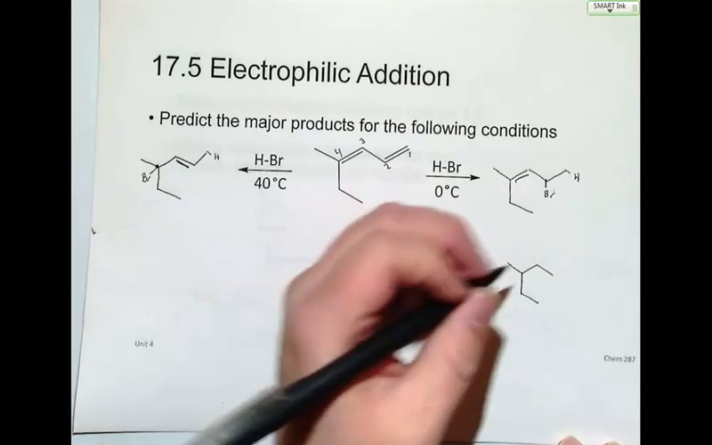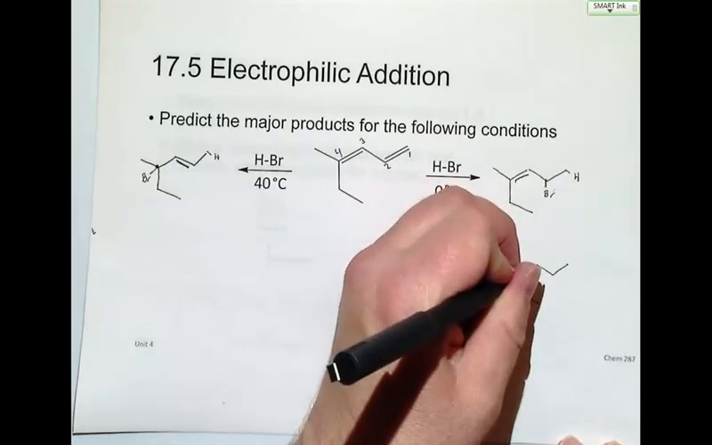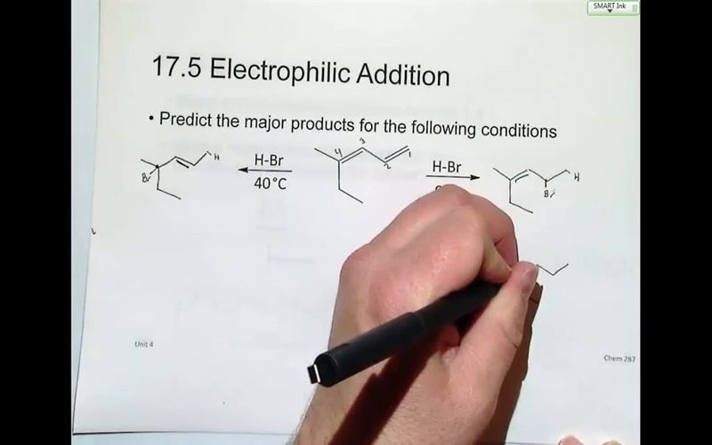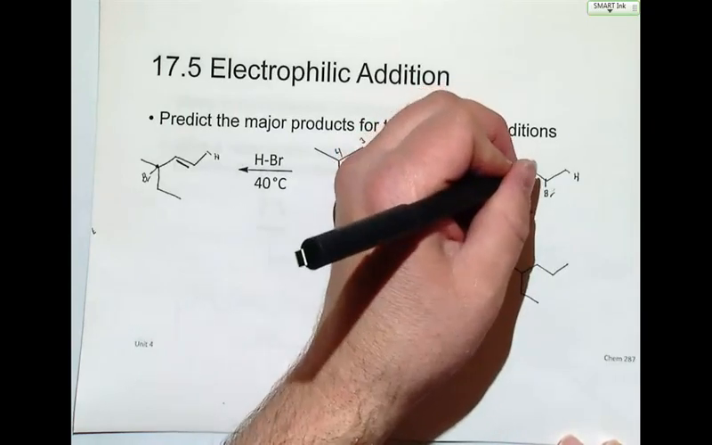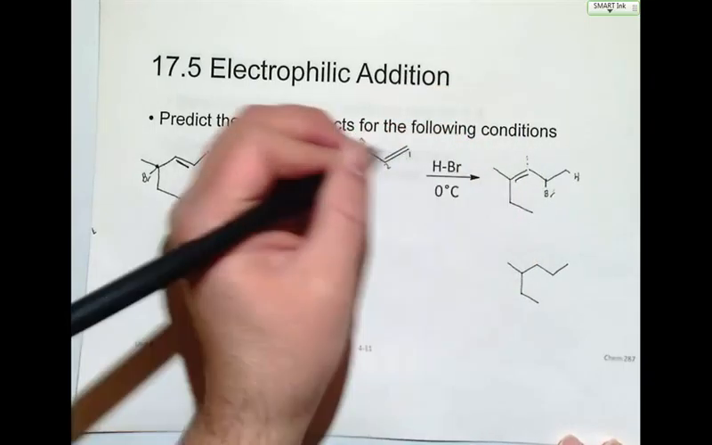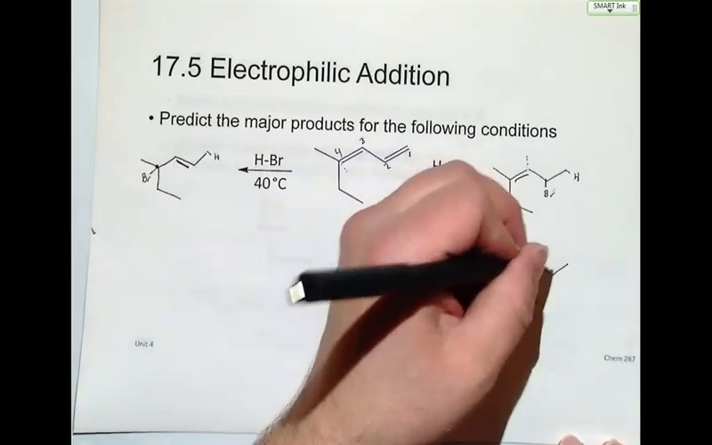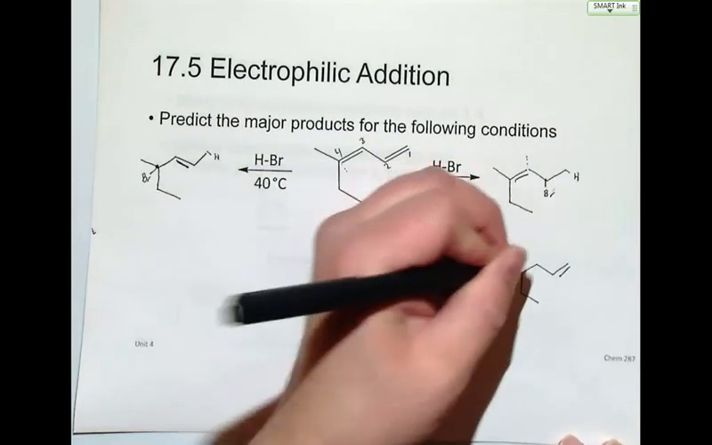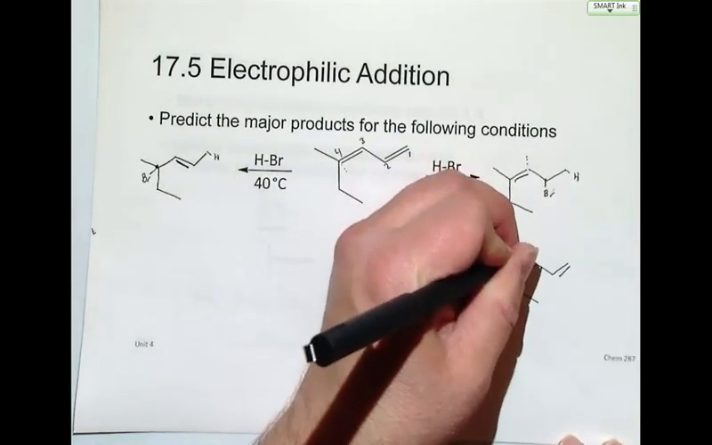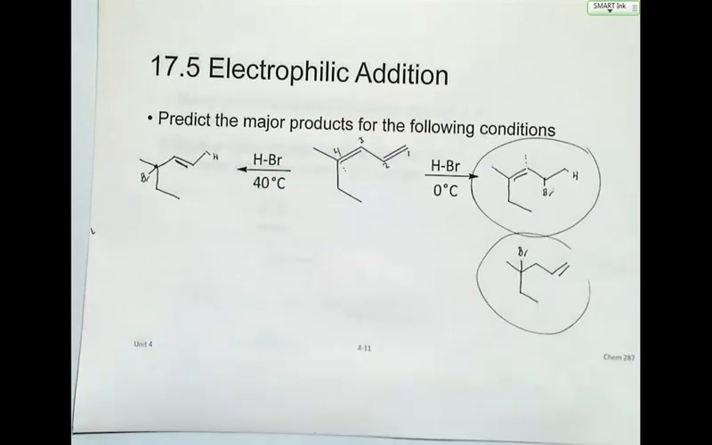So in this case, let me draw the carbon. The bromide should go in the tertiary position. I think so. H is going to go here, and the bromide is going to go there. And we'll end up, it's either this. Let's look at the two possibilities. We are either going to make this one or this one. Right, those are the two possible products.